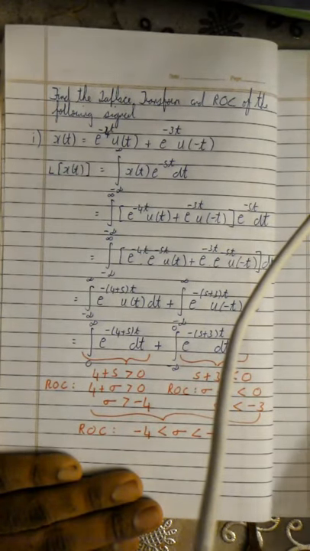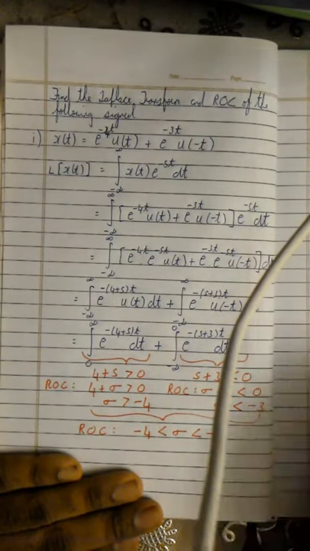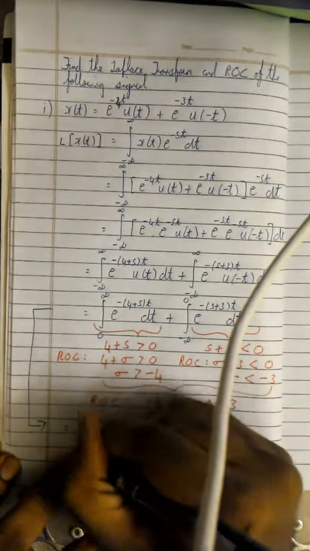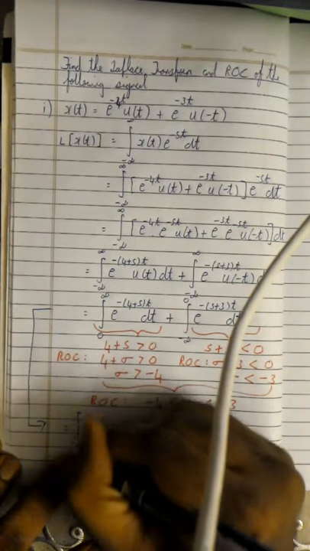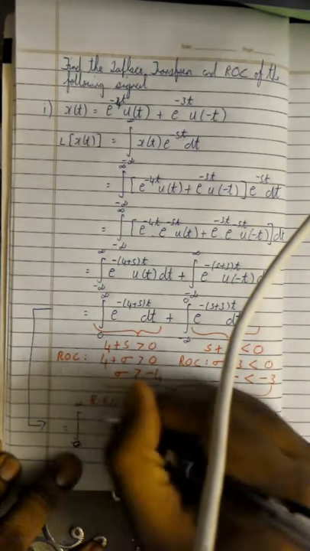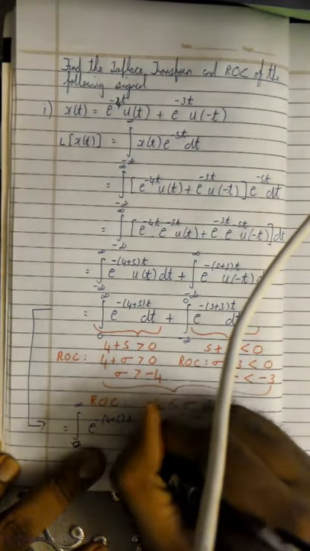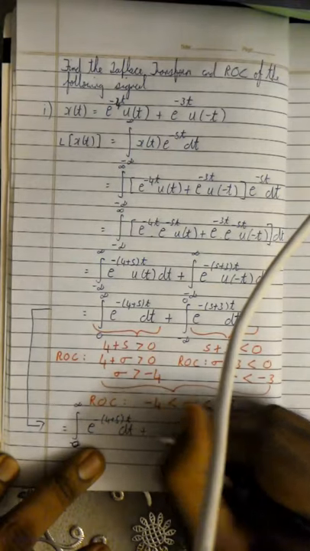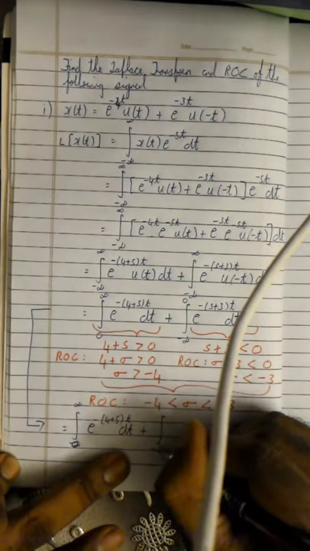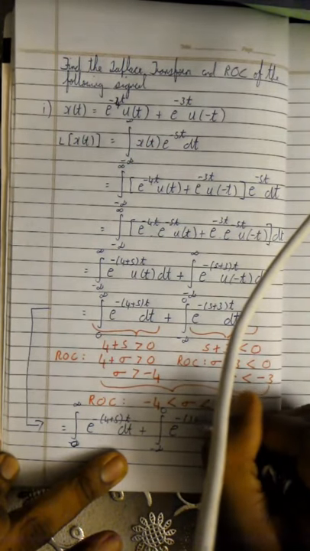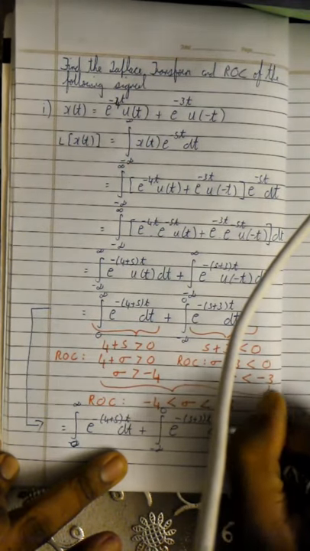Okay, so now let's continue our problem. All right, so here we get the integral from 0 to infinity of e raised to minus (4 plus s) t dt, plus the integral from minus infinity to 0 of e raised to minus (s plus 3) t dt.